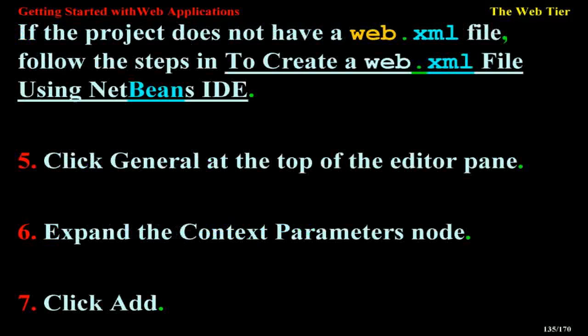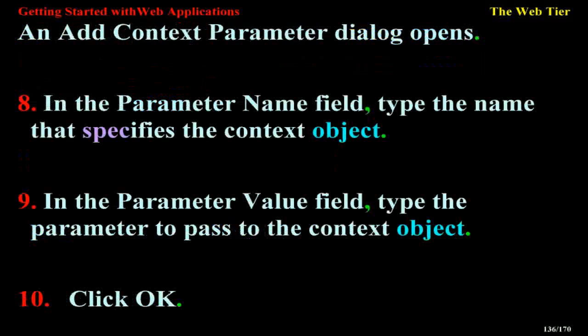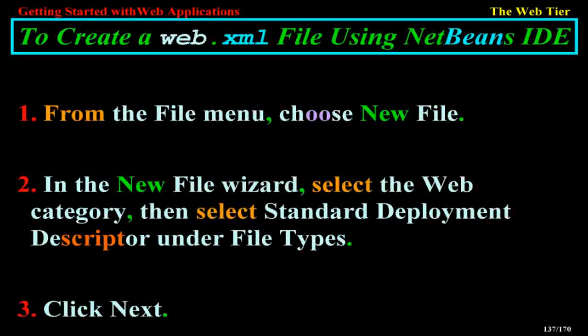Click General at the top of the editor pane. Expand the Context Parameters node. Click Add. An Add Context Parameter dialog opens. In the Parameter Name field, type the name that specifies the context object. In the Parameter Value field, type the parameter to pass to the context object. Click OK.